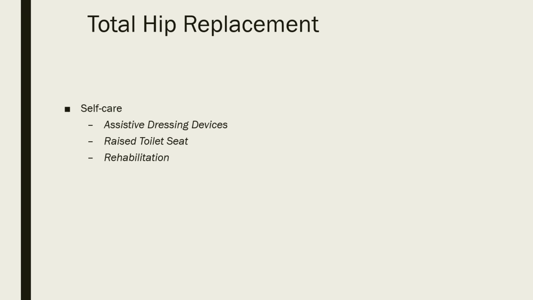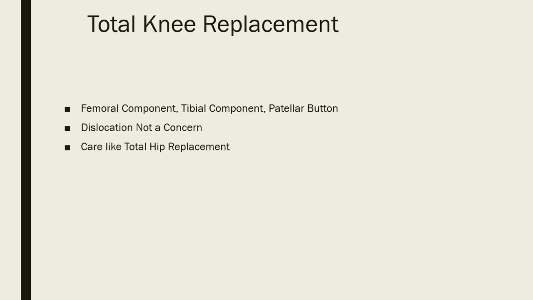These patients, after a total hip replacement, because they have restrictions on their movements, may require the use of assistive devices, a raised toilet seat, and they may even participate in acute rehabilitation. Total knee replacement has a femoral component, tibial component, and a patellar button. With total knee replacements, there is no concern for dislocation, but the postoperative care is a lot similar to that of a hip replacement.